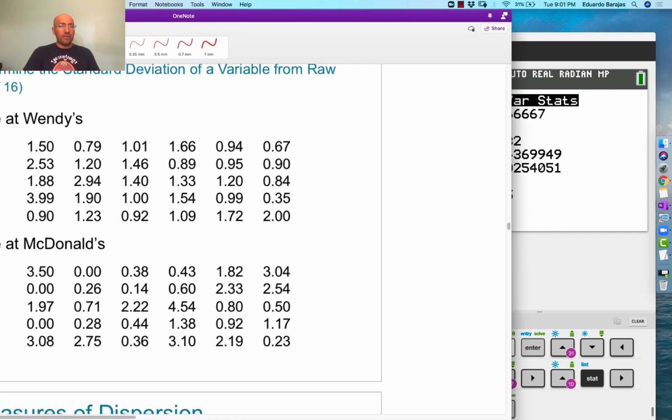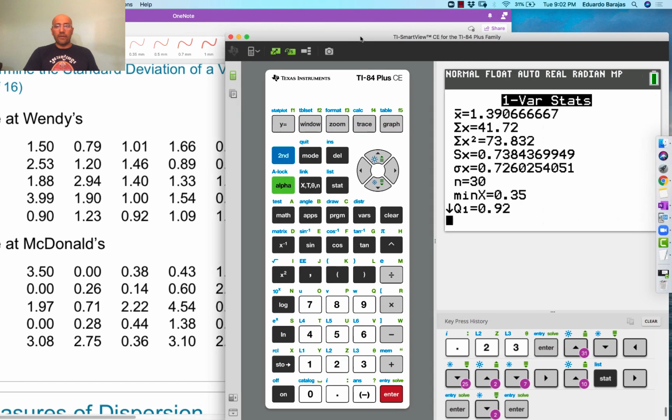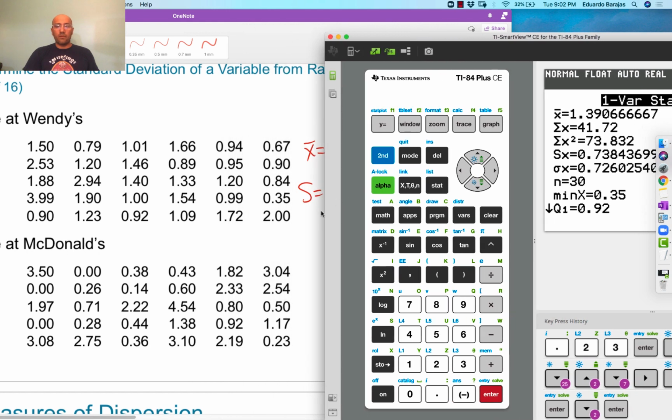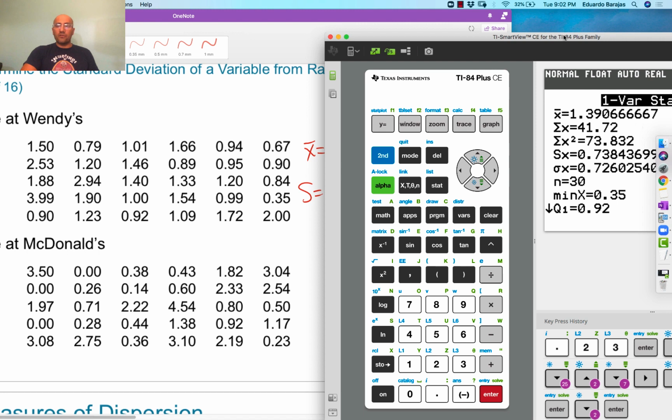We have that the mean, x bar, was 1.39, and that the sample standard deviation is 0.7384. Good. Okay, so now let's get the information for the McDonald's.